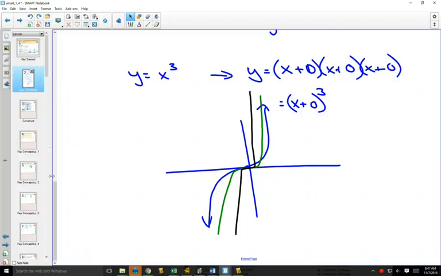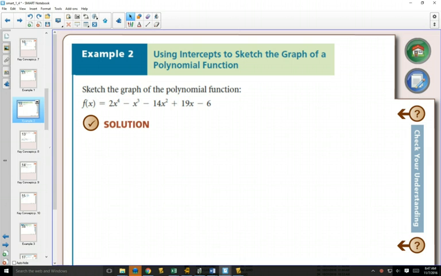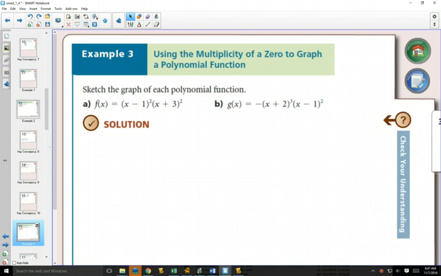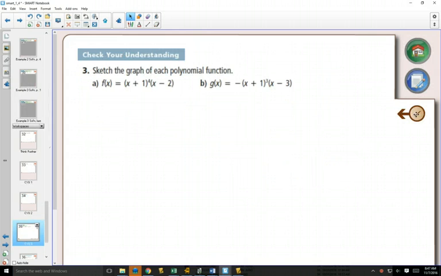So now we can look at example 3, and we can sketch these graphs. The nice thing about these graphs is they're already pre-factored for us, so that saves us some time. The hardest questions would be where it's given to us completely unfactored, you have to factor it, and then apply your knowledge of graphing. But for these ones, they're already factored.